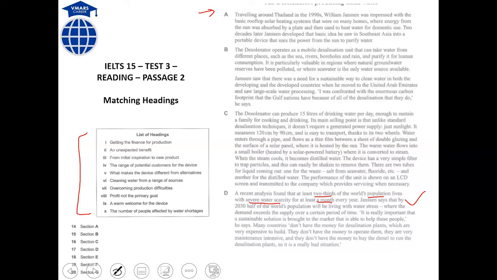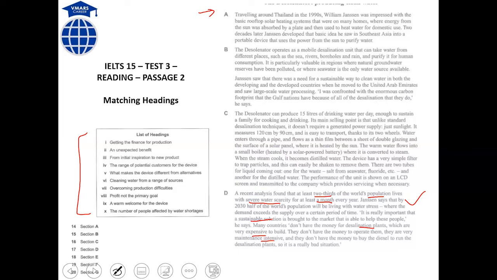Jensen says that by 2030, half of the world's population will be living with water stress, where the demand exceeds the supply over a certain period of time. It is really important that a sustainable solution is brought to the market that is able to help these people, he says. They are talking about a sustainable solution. Many countries don't have the money for desalination plants, which are maintenance intensive. So these, okay, are very expensive. They don't have the money to operate them.